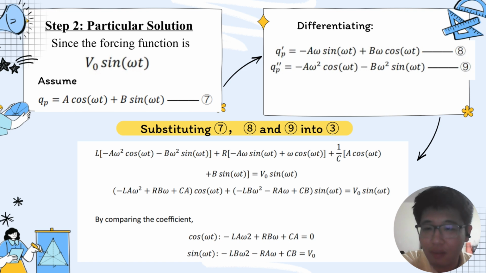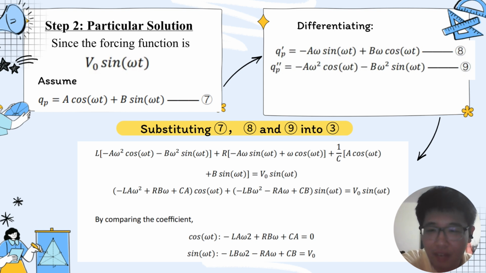After we calculate, we can get this equation: (negative LAω² + RBω + CA) cos ωt plus (negative LBω² minus RAω + CB) sin ωt is equal to V0 sin ωt.